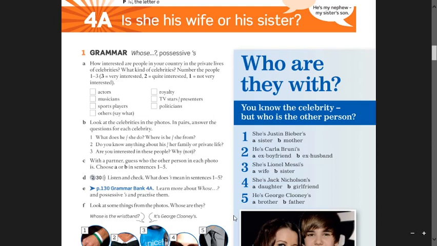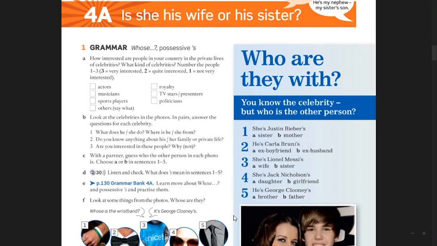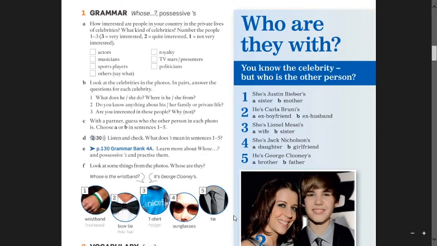And then in pairs, when I call you, you have to work with a partner and guess who the other person in each photo is. Each celebrity is with another person, so you have to guess who that person is. Then, of course, you have to listen and check. Then you have to move to the grammar bank part on page 130 and read the theory, the rules, and do the activities. So let's move to page 130.